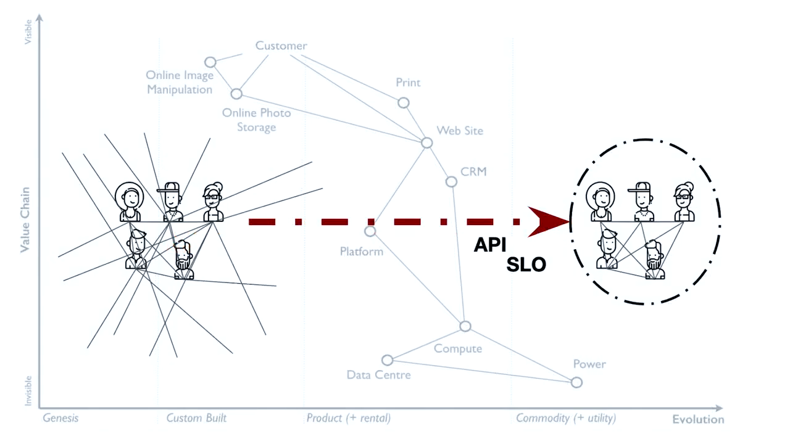The map appears faded gray beneath two groups of 5 people each. The group on the left has lines connecting each person and trailing off in all directions. The group on the right is surrounded by a dashed line circle, with lines connecting each of the 5 to the others. A red dashed arrow marked API, SLO, points from the group on the left to the one on the right.